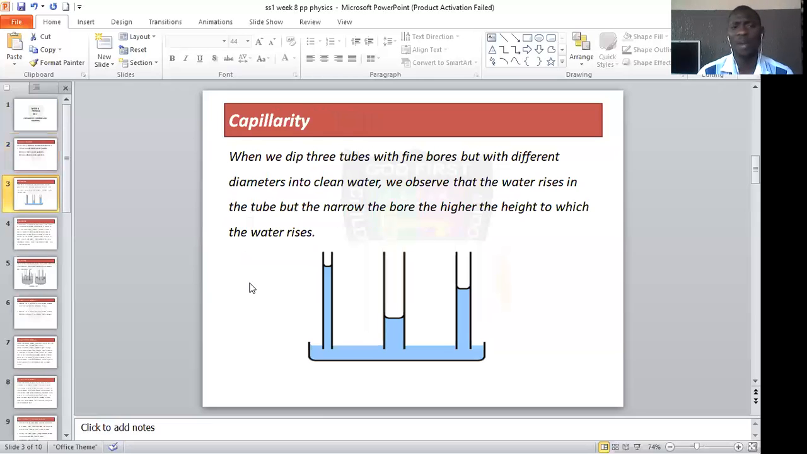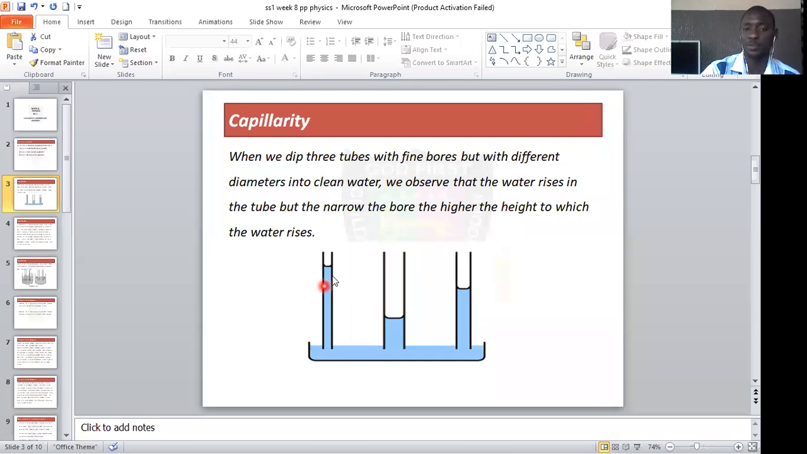So capillarity, let us look at this experiment which we are familiar with. We dip 3 tubes with fine bores but with different diameters into clean water. You can see these are 3 tubes. One is very tiny, this one is bigger than the narrower one, and this is the biggest. Please let me add the spotlight to it so you can see it well. So follow the arrow, please.